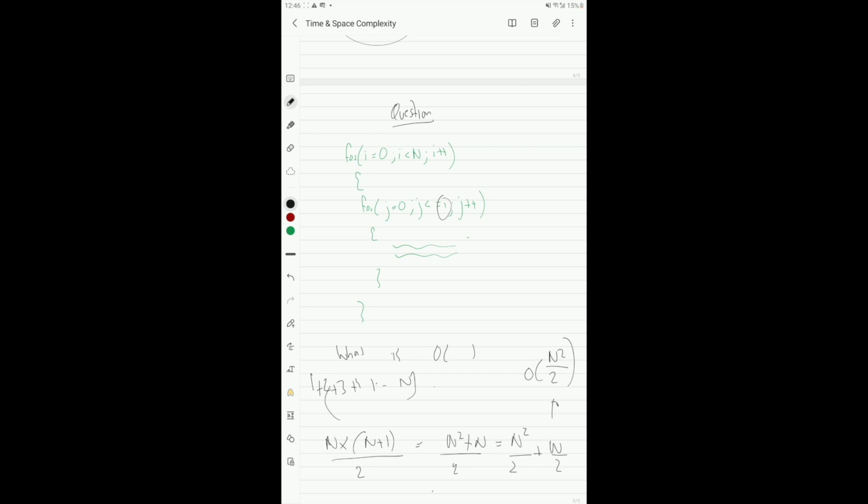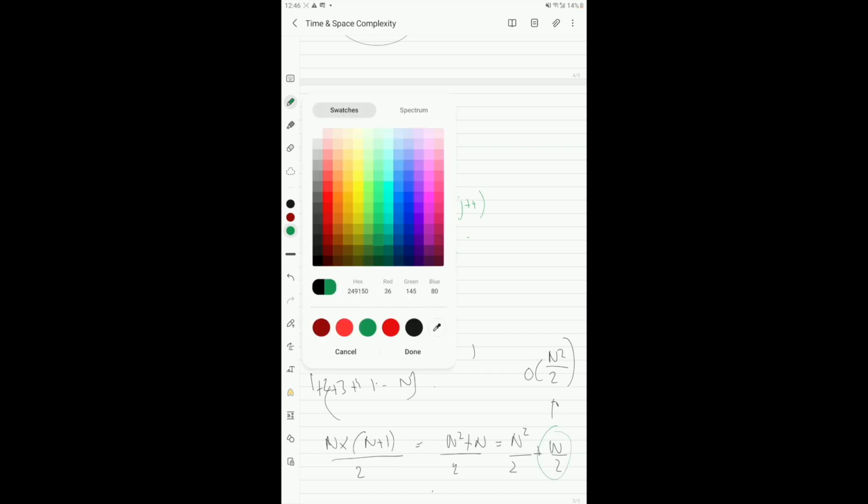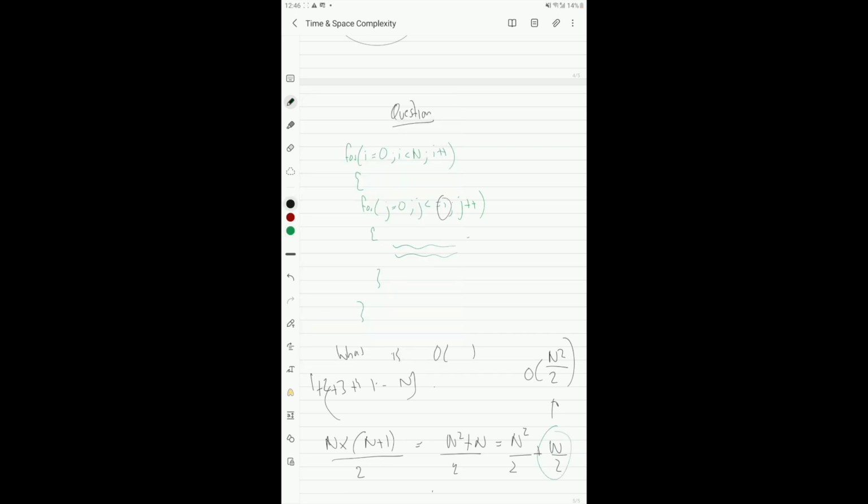Why? Because we do not consider this constant value right here, the lower value, sorry, because this is obviously smaller and does not have the impact on it that n squared has. So we just take the larger value, we avoid the lower values, and we come to the final conclusion that n squared upon 2 is the time complexity of this piece of code.